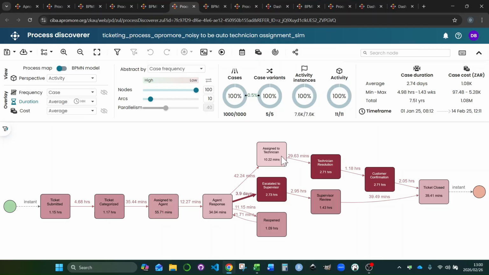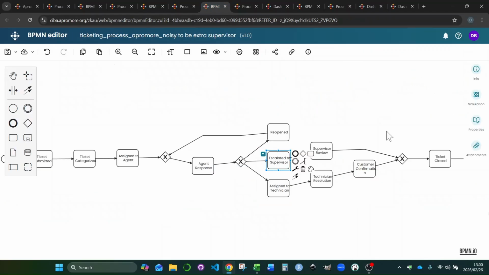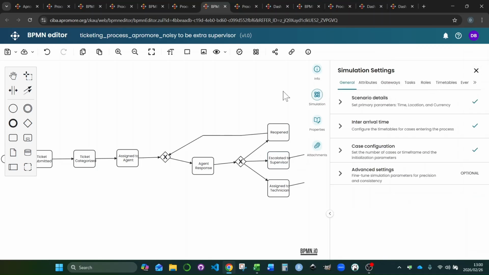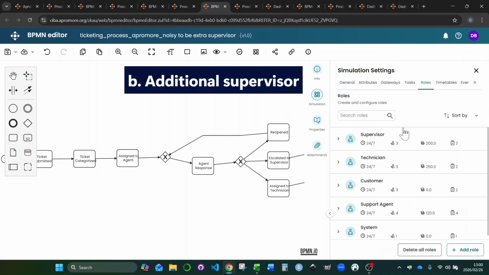This intervention produces about a 30% faster ticket resolution in the simulated results. Now, we want to see how this compares to other potential interventions, so let's investigate a different setup. Intervention B: add an extra supervisor.